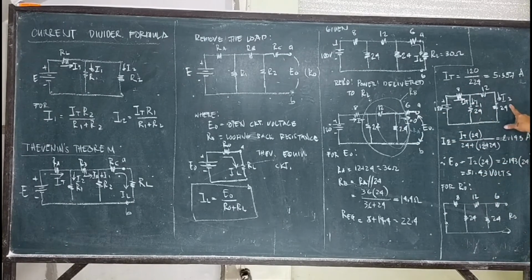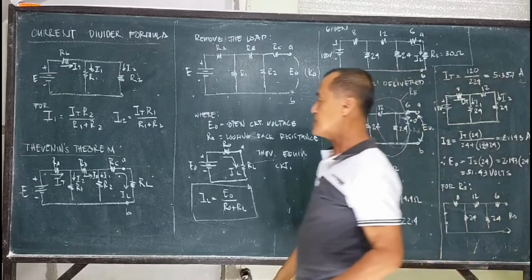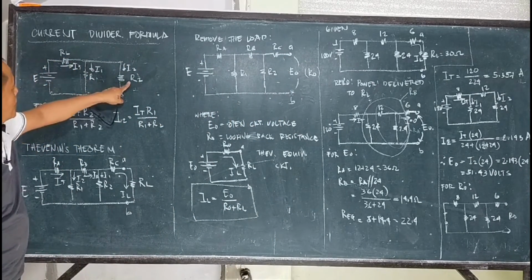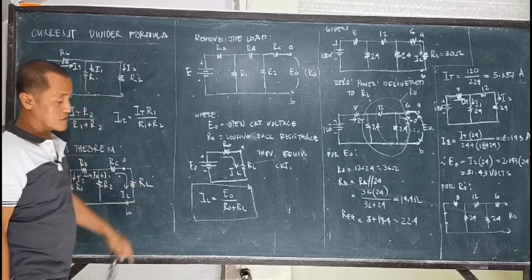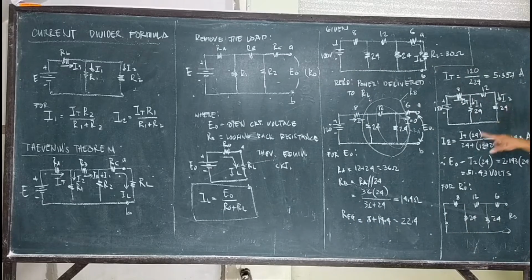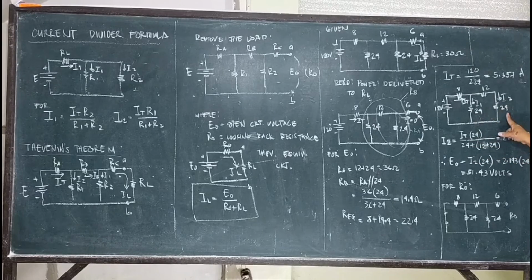Since I sub 2 lang ang kailangan ko, alam ko na si I total dito, we can directly solve for the I sub 2. I sub 2, again, by current divider formula, is equal to the total current multiplied with the resistor on the opposite branch divided by the sum of the two resistors. So dito, apply natin siya dito. I sub 2 is equal to the total current times 24 divided by the sum of the two resistors.